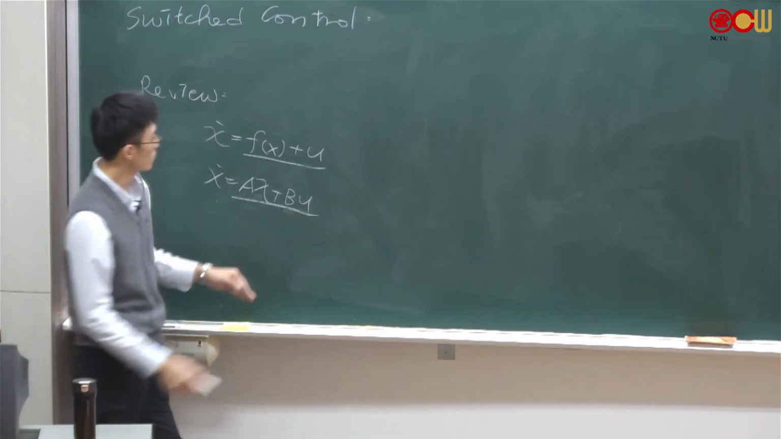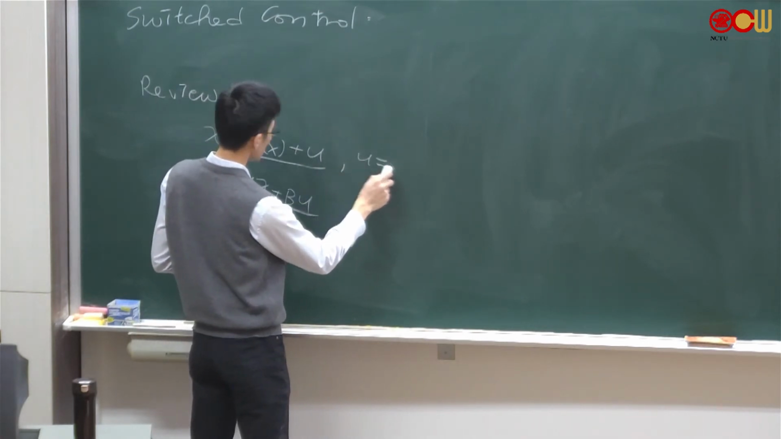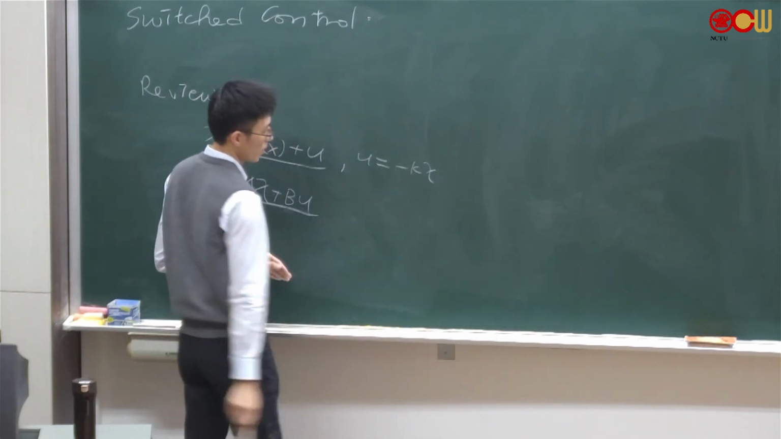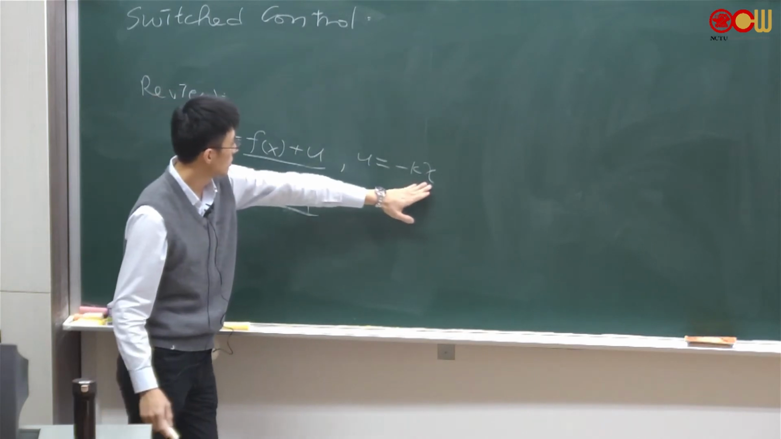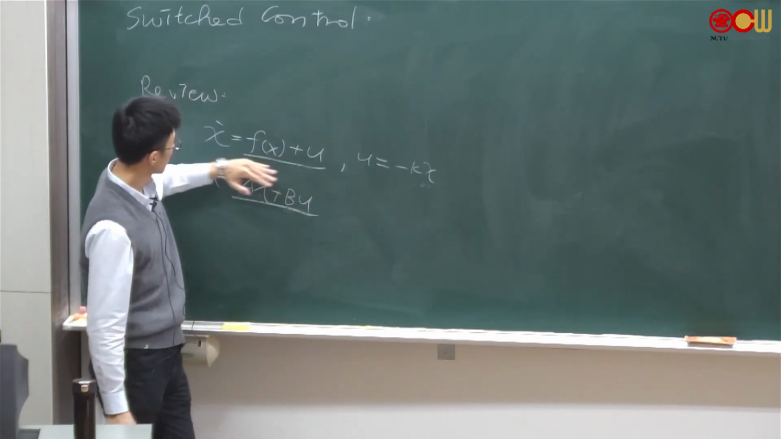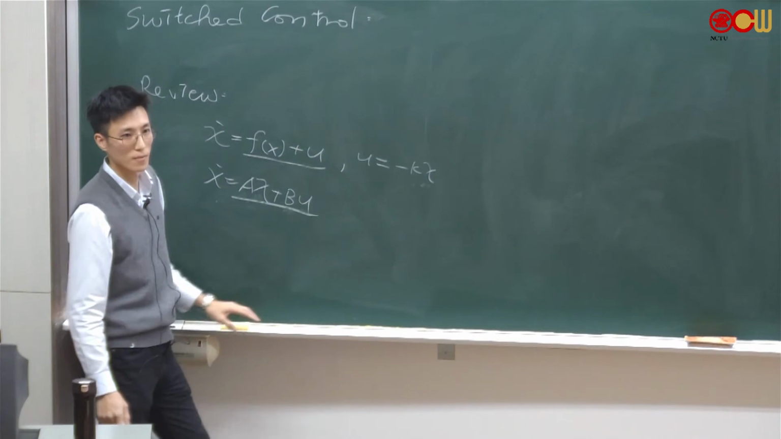This is a continuous function. For example, U is minus kx feedback, right? And x is a continuous function as long as the right-hand side of the equation is continuous.